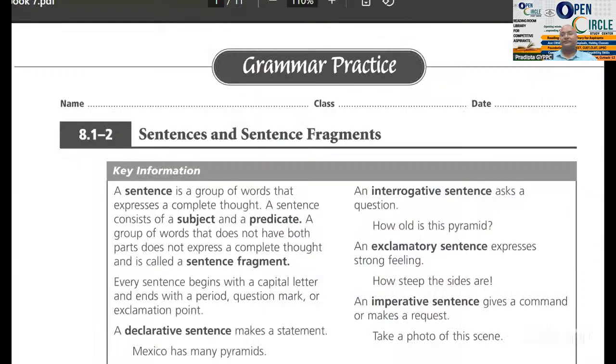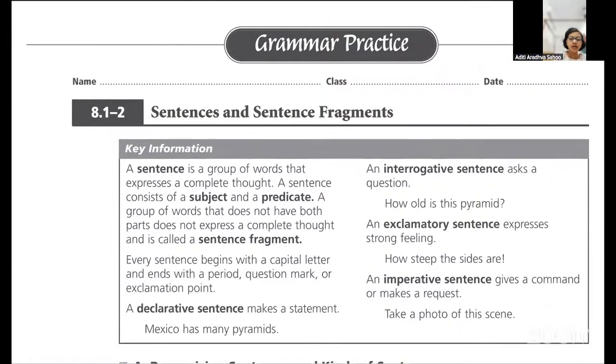Okay, so are you able to see a shared screen, all of you? Yes, sir. Good, good. Okay, let's start. So the first chapter is sentence and sentence fragments. Okay, so what is a sentence and how is it different from phrase, Avantika?